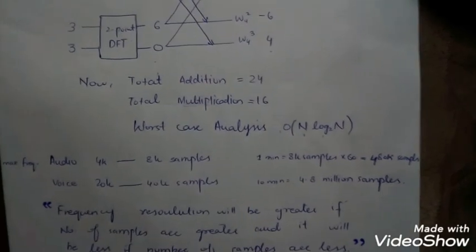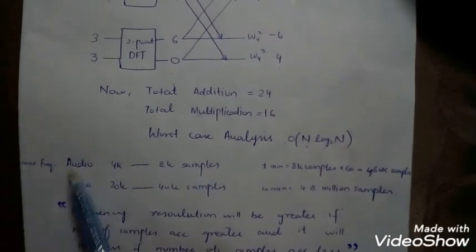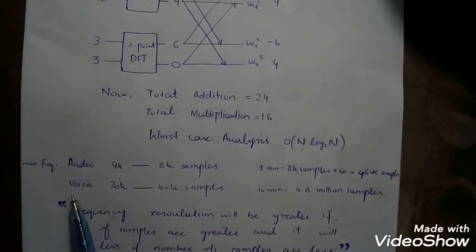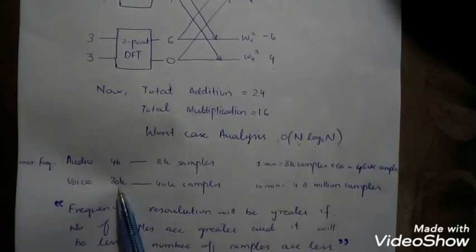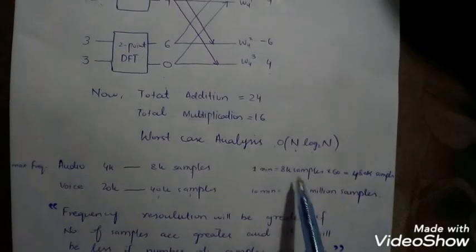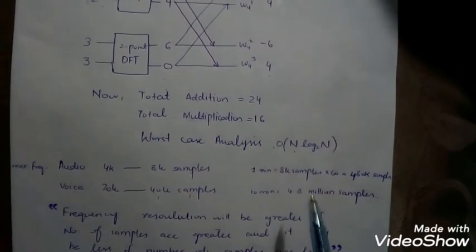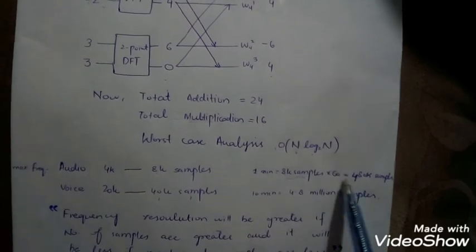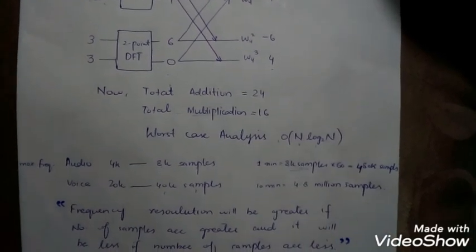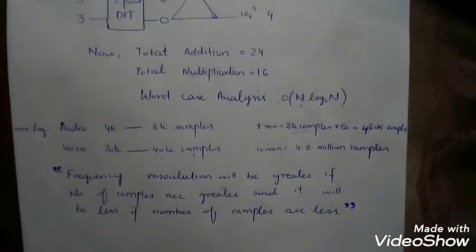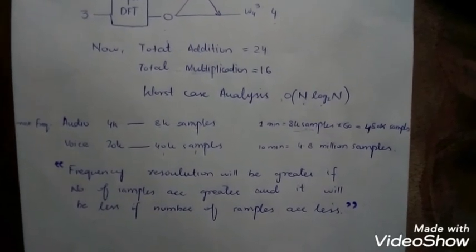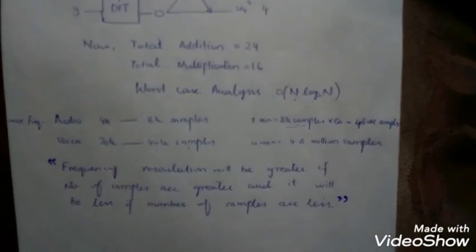If we see that the maximum frequency of the audio signal is 4K, but it has samples of 8K. In case of voice, the maximum frequency is 20K, but the number of samples is 40K. In 1 minute, when we have 8K samples and multiply by 60, we will have 480K samples. But in case of 10 minutes, we have 4.8 million samples. It is important that the frequency resolution will be greater if the number of samples is greater, and it will be less if the number of samples is less.